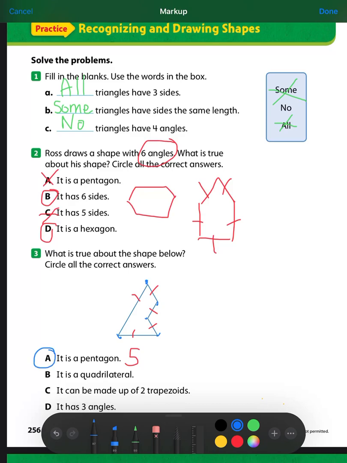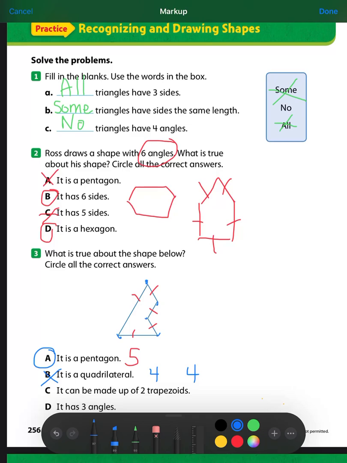Yep, it's a pentagon. All right, B, it's a quadrilateral. We know that a quadrilateral has 5 sides and 5 angles. Oops, Miss Duncan wrote that wrong. A quadrilateral has 4 sides and 4 angles. And this shape has 5 sides and 5 angles. So it is not a quadrilateral.